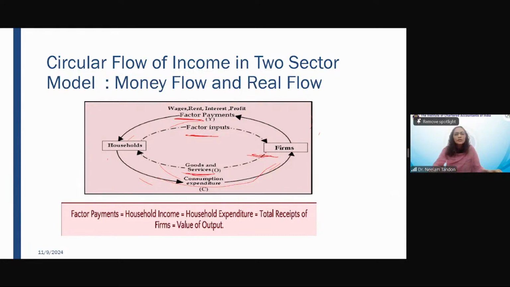Real economy में two sector तो होगा नहीं, because बाकी players भी involved है. But ये concept से हम शुरू कर दें ताकि आपको समझ में आ जाए कि difference क्या है real flow और money flow में, factor payments में और consumption expenditure में. Okay, so this is what is real flow.